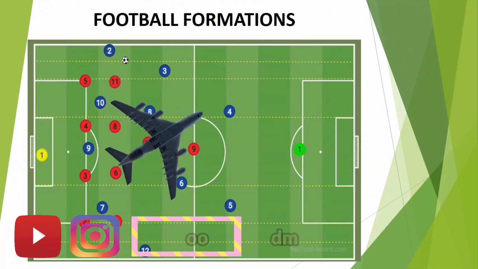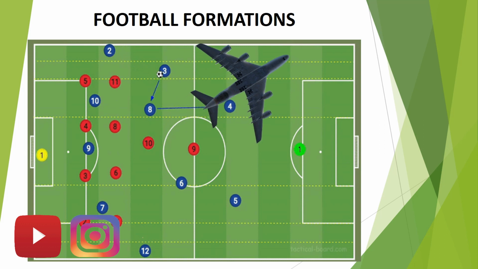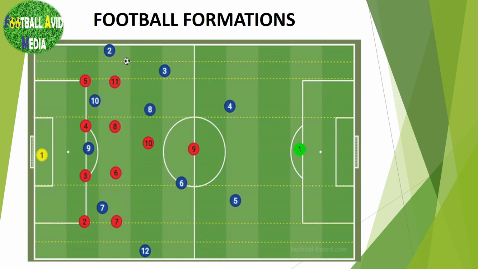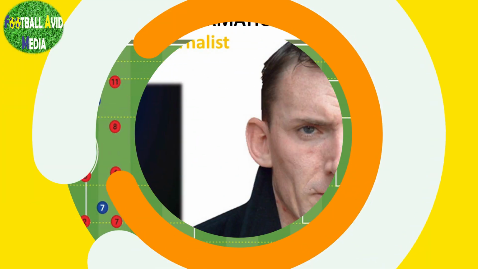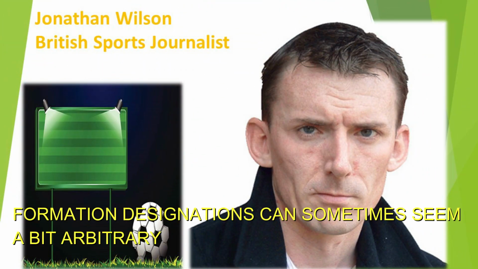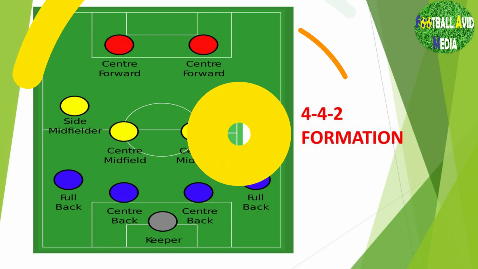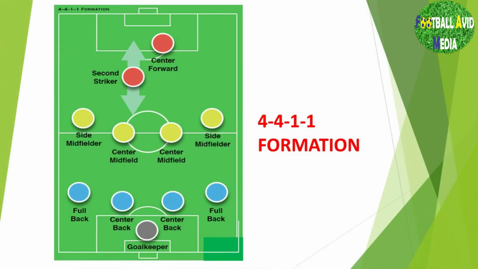We are taking you on a tour of a historical overview of the most commonly used formations in football. Formations are simplified ways to schematically describe a team's positional tactics. As Jonathan Wilson writes in Inverting the Pyramid, formation designations can sometimes seem a bit arbitrary. How far from the main striker should the second striker play in 4-4-2 to become 4-4-1-1, and how advanced do midfielders need to become a 4-2-3-1?